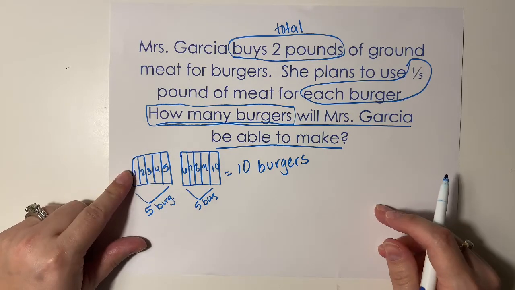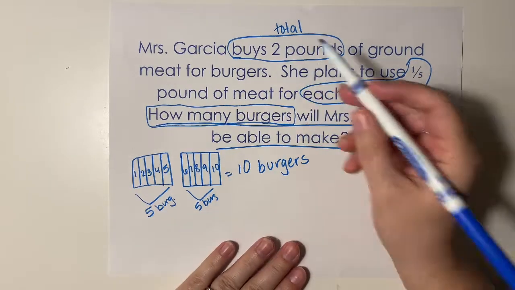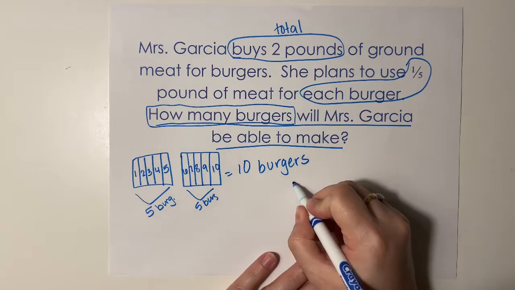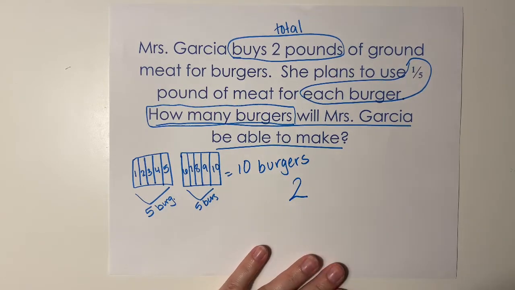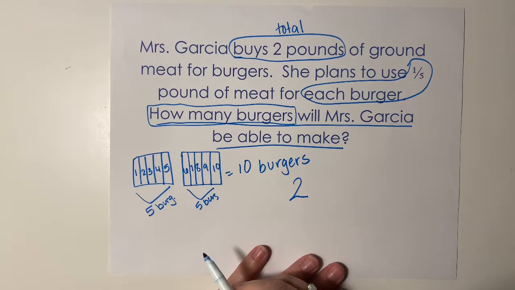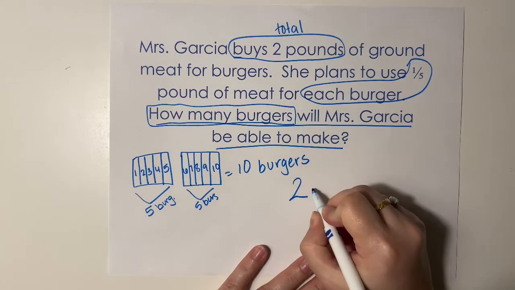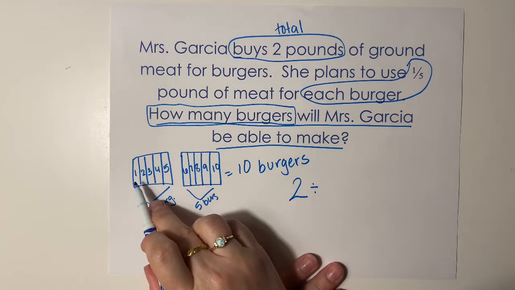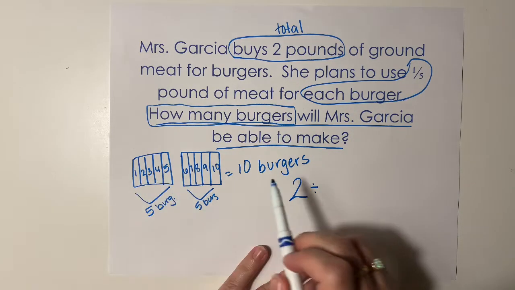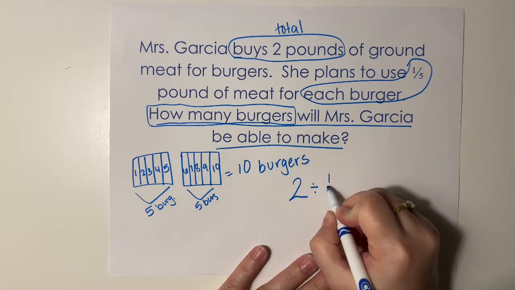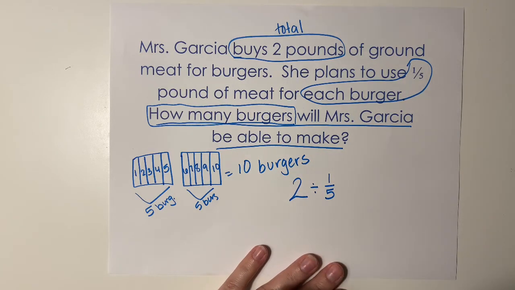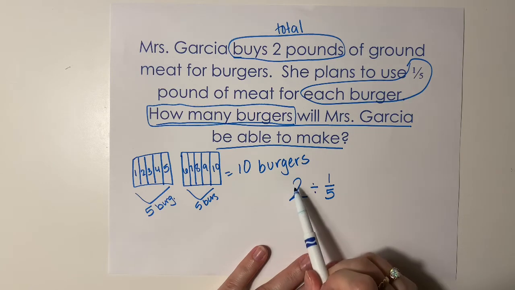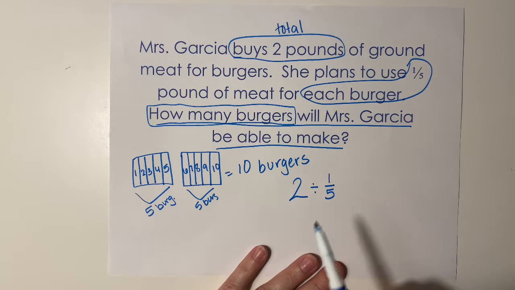Now that was one way, by drawing a picture, because you know I love to draw pictures, but another way is to do an algorithm. So we could think, okay, we're starting with 2 pounds. I'm starting with my 2, and now I'm splitting it up equally. When I split things up equally, that means I am dividing, because I'm making equal groups, and each one is an equal group of 1/5. So really what I'm doing is I have 2 divided by 1/5.